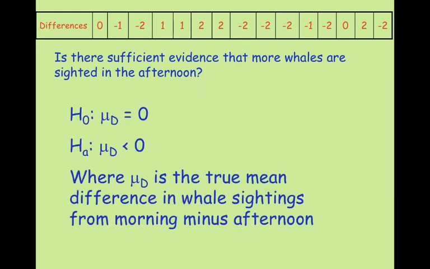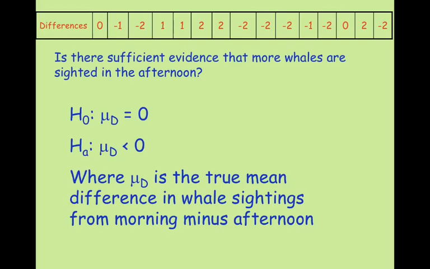So we're looking at our null hypothesis, nothing going on here. That would be the mean difference, or the average difference in whales, morning minus afternoon, would be 0. There is no difference, status quo, nothing to look at, nothing going on. We're really testing whether more whales are sighted in the afternoon. If that's the case, we expect the difference to be less than 0, or a negative difference.